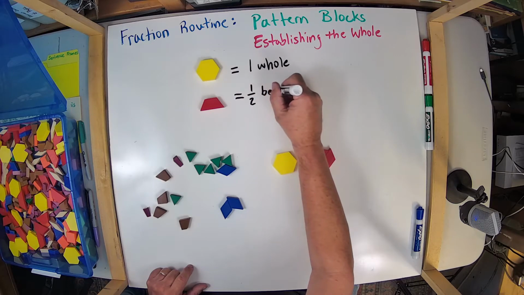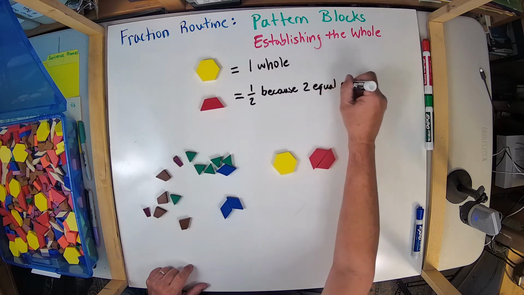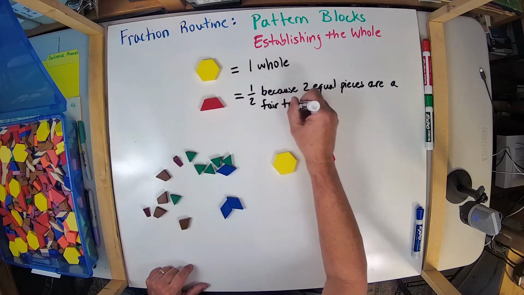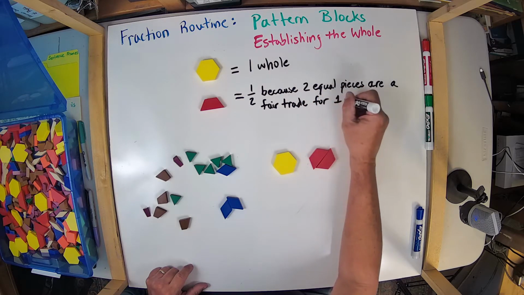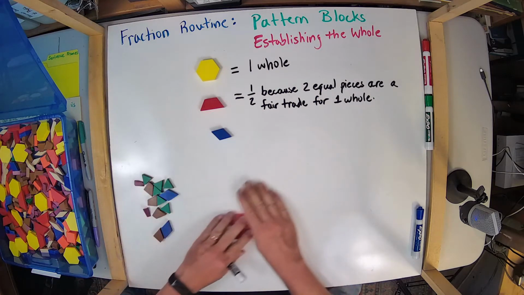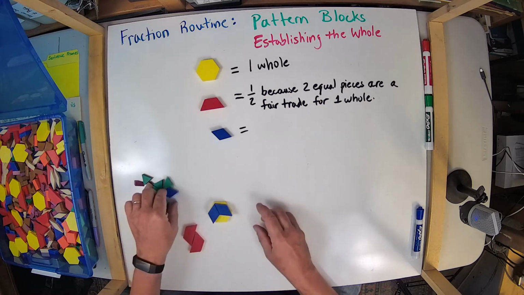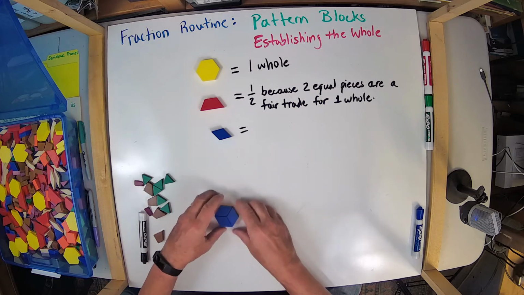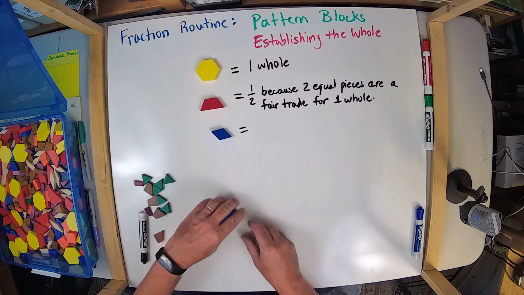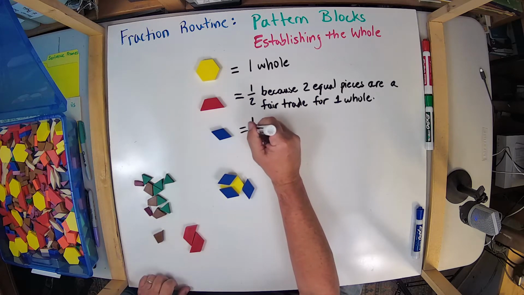And then I always want the reasoning to be attached to it, because two equal pieces are a fair trade for one whole. Okay, if I want to know the value of the blue block, then let's take the blue block and see if we can match it up to the yellow block. By the way, I'm going to start using the terminology. The blue block is a blue parallelogram, and the yellow block is the yellow hexagon. And so it looks like that. I'm going to say that's equal to 1/3.